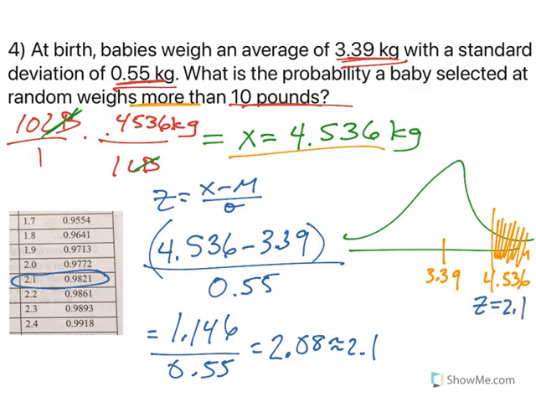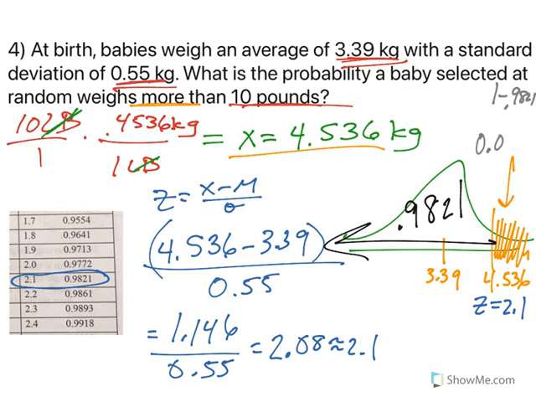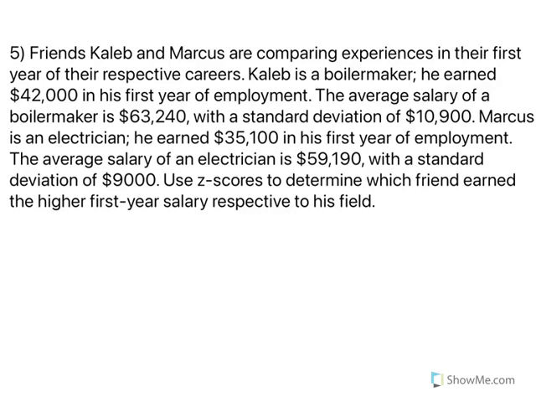When I look in the table, the area to the left is 0.9821. But we want the area on the right. So I'm going to take 1 minus 0.9821 and get a probability of 0.0179. And that is the probability that a baby selected at random weighs more than 10 pounds. 10 pounds is a big baby. Big baby. Let's look at number 5.